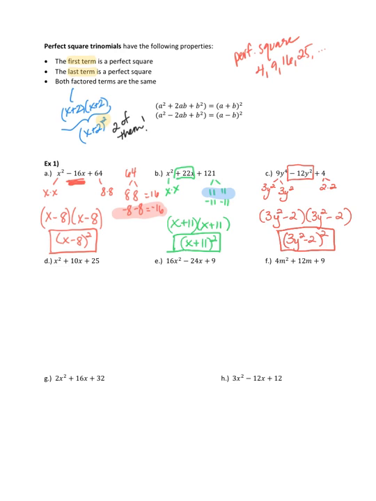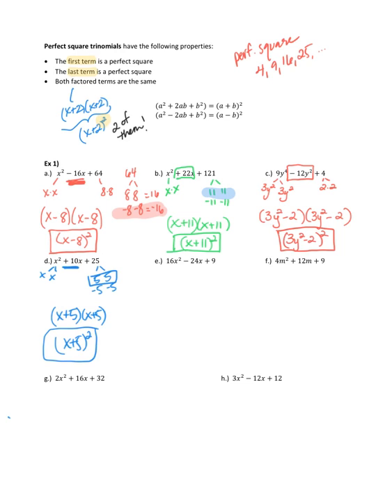Okay. All right, so jumping down to D. Look at your first term, x and x, good. 25 can be 5 and 5. How do I know if it's going to be 5 and 5 or negative 5 and negative 5? We look at the middle. It's positive, so it's going to be positive. We know this is x plus 5 times x plus 5. They're the same, so x plus 5 squared.